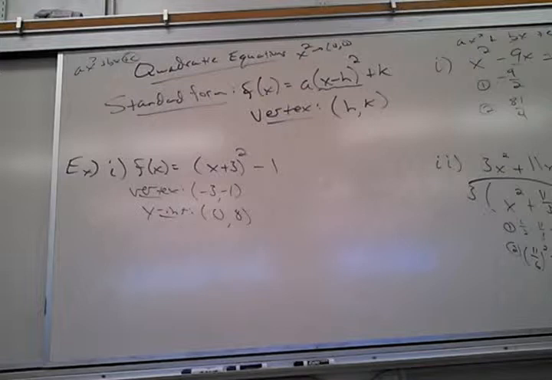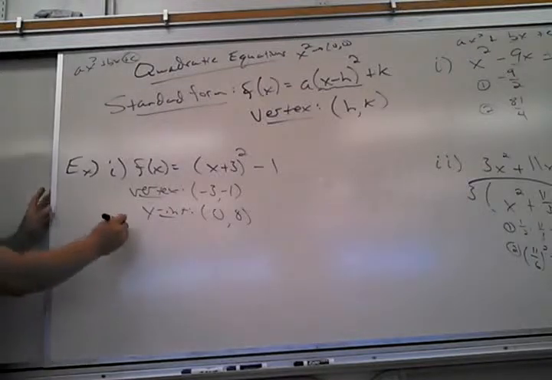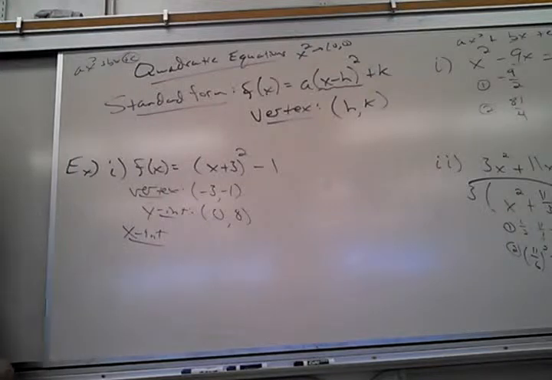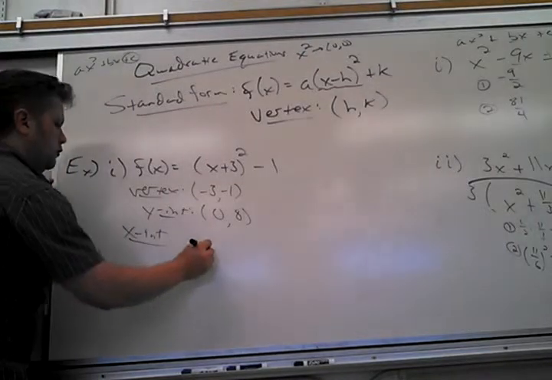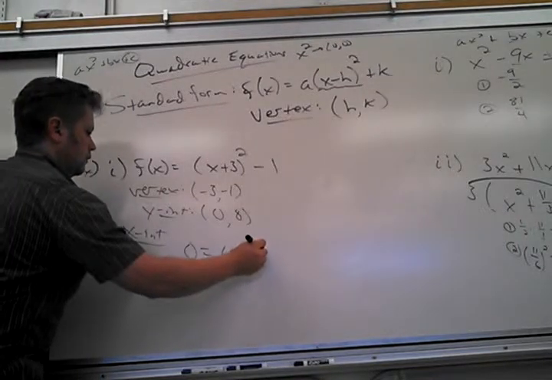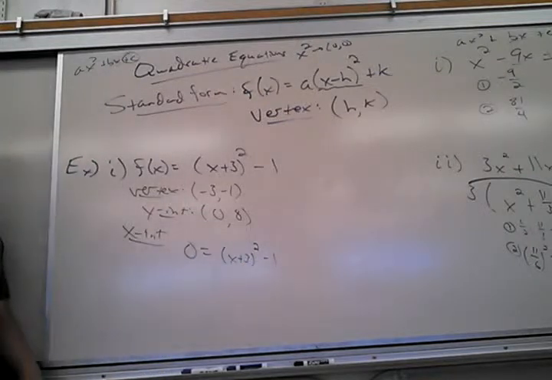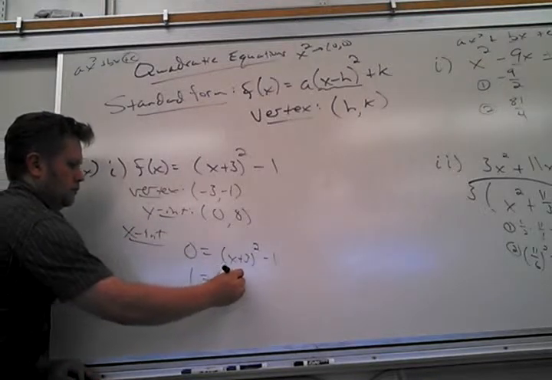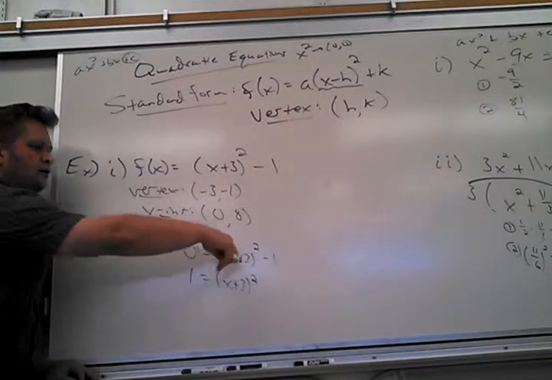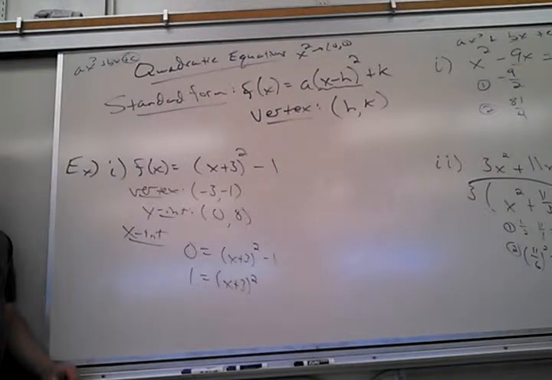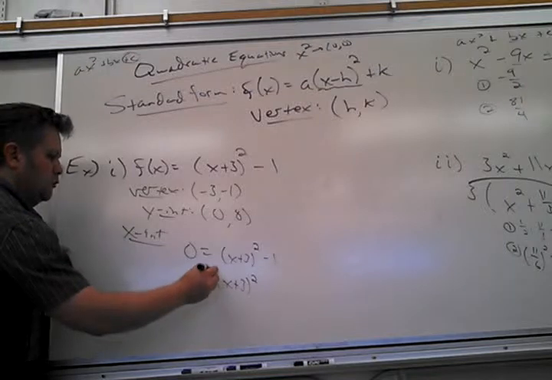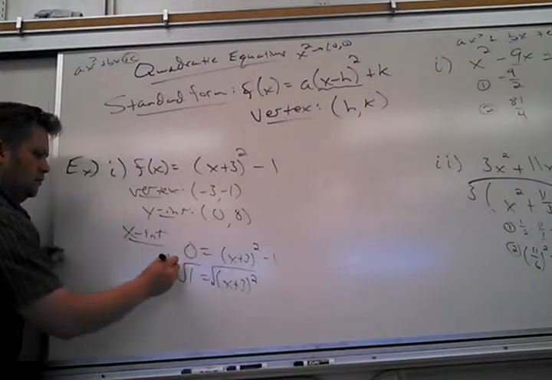So what would be the x-intercept for that? How would you set it up? 0 equals... How would you solve that? Solve for x. Add 1. I would not FOIL this out, right? Square root both sides. And when you square root, what do you have to do? Plus or minus.